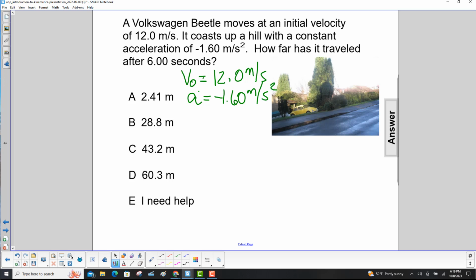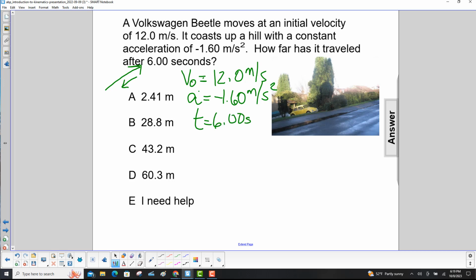When it says it coasts up a hill, that means it's slowing down here. And whenever you have a velocity in the up direction, because we're moving up with a positive initial velocity, and the acceleration is opposite, that means you're slowing down. So the question is, how far has it traveled after 6.00 seconds?